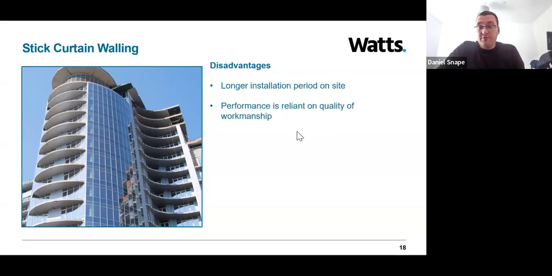There are also some performance issues with stick curtain walling if quality of workmanship isn't up to scratch. As with anything really, poor workmanship will result in poor performance, which is a risk with this form of curtain walling. It does need specialist trades to install it. It's not the sort of work that a general builder or contractor can do.